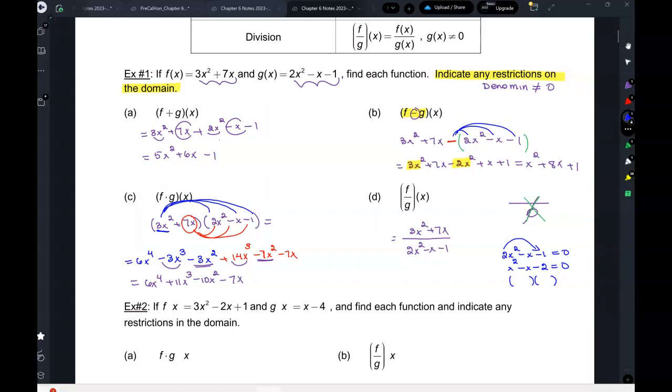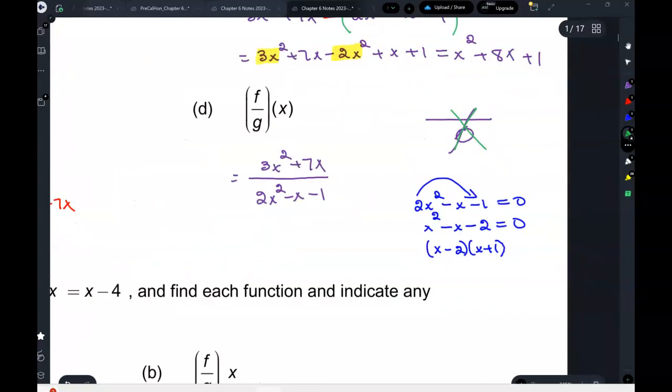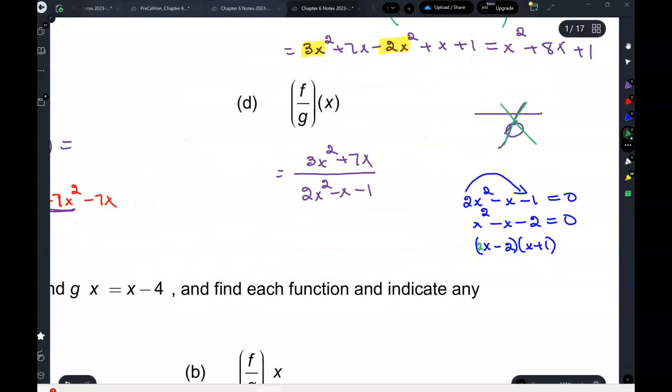Oh, sorry. Yeah. I didn't see that the x squared was 0. Oh, okay. So x minus 2, x plus 1. But then we're gonna put in that 2 back, right? So then the first one I divide by 2, so I get x minus 1, 2x plus 1 equal to 0.